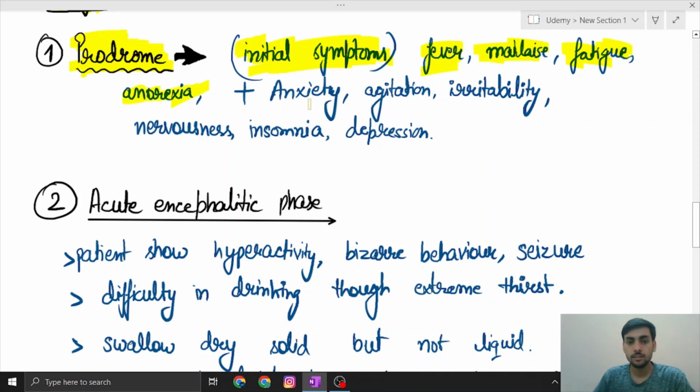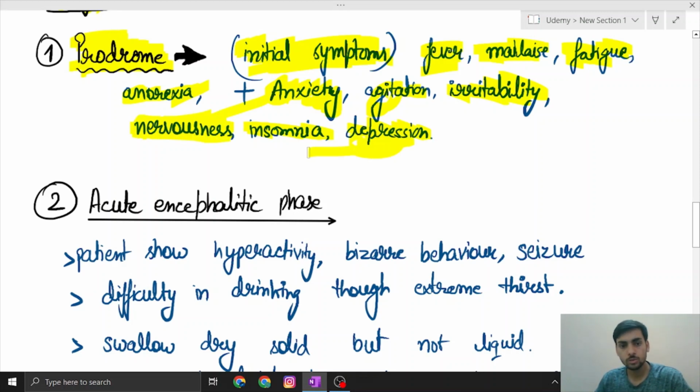And there are some behavioral changes which a person suffers. They will not show those behaviors outside, but that person will always suffer from anxiety, agitation, irritability, nervousness, insomnia and depression. This anxiety and nervousness are kind of the same, because a person will always feel depressed due to it.